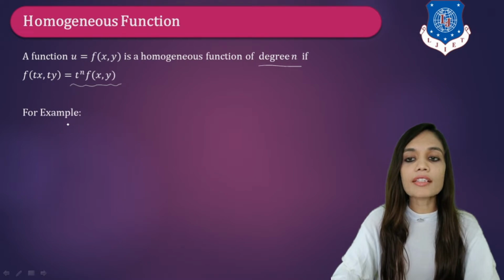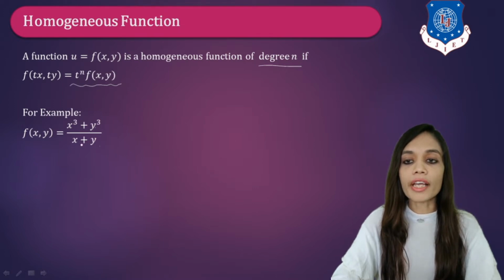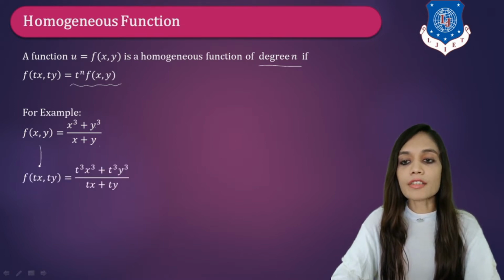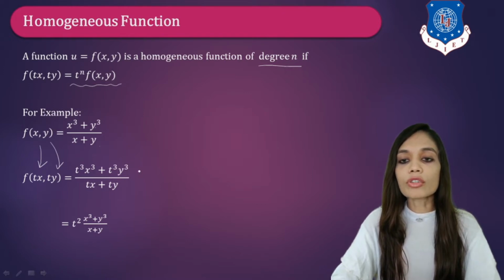So let us see one example. If f of x comma y is equal to x cube plus y cube upon x plus y. Firstly we will replace x by tx and y by ty. So on replacing, what will you get? t cube x cube plus t cube y cube upon tx plus ty. Now we will simplify this. We will take out t cube common from the numerator and t common from the denominator. So what you will get? t square times x cube plus y cube upon x plus y.